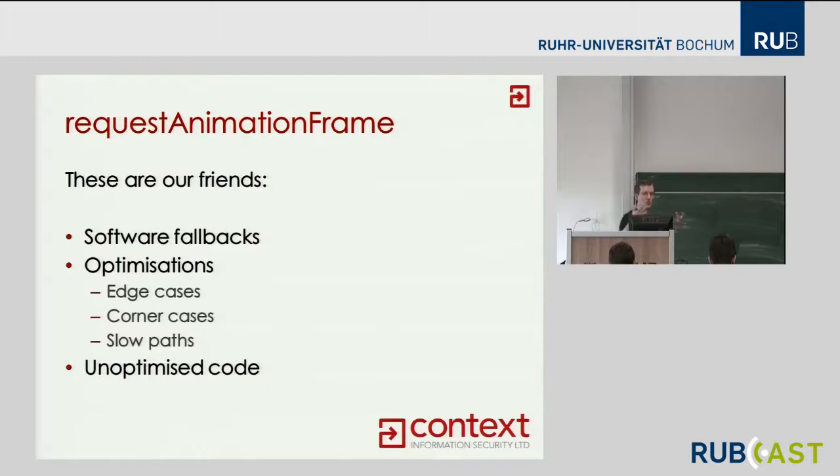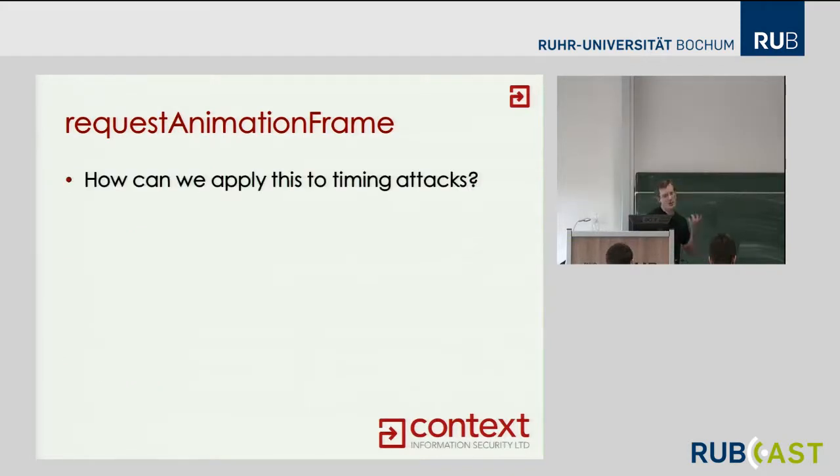Of course, with a timing attack, we're trying to see these differences. So we're trying to run different things and see if we get a timing difference. So how could we use request animation frame to carry out a timing attack to get some secret information, some private data that belongs to the user, that the same origin policy is trying to prevent us from getting?